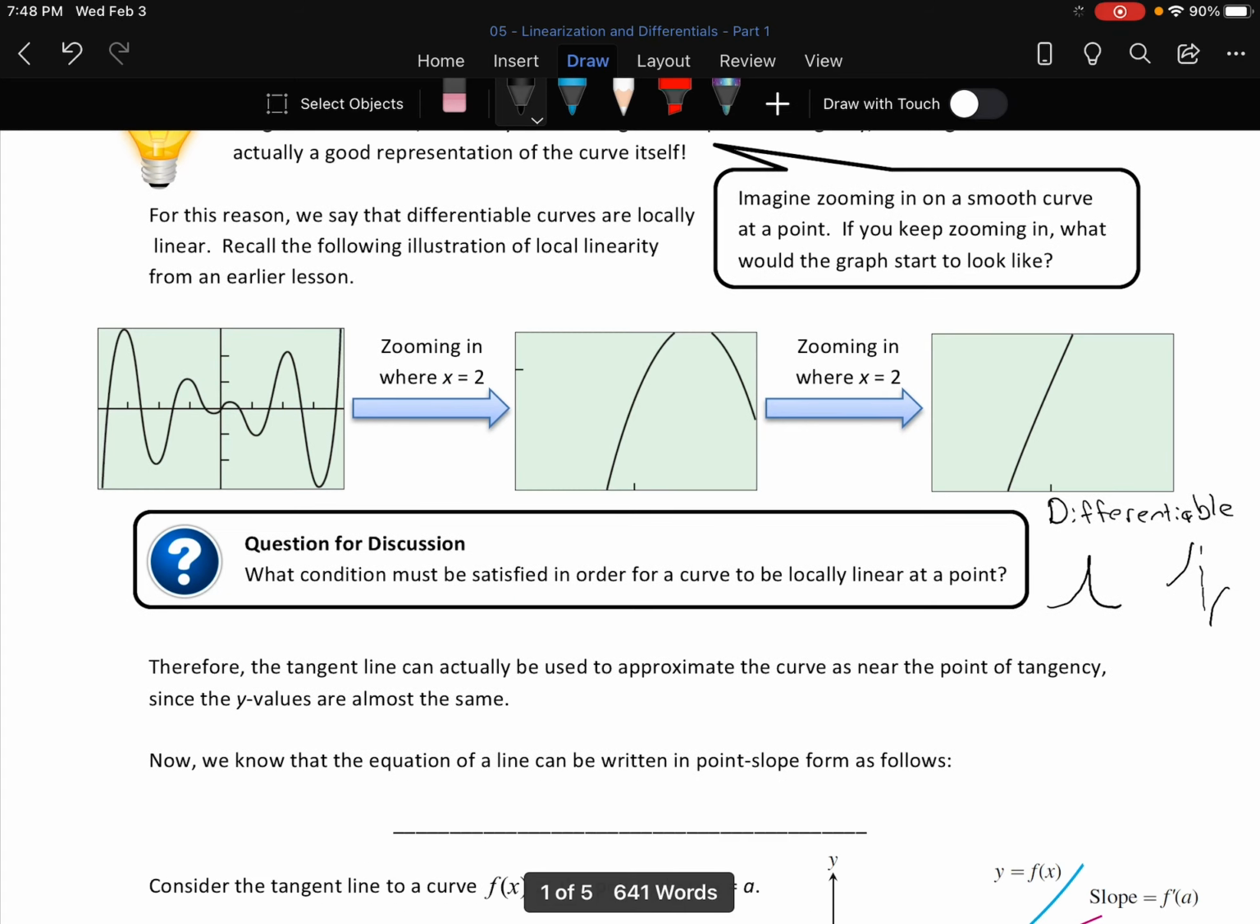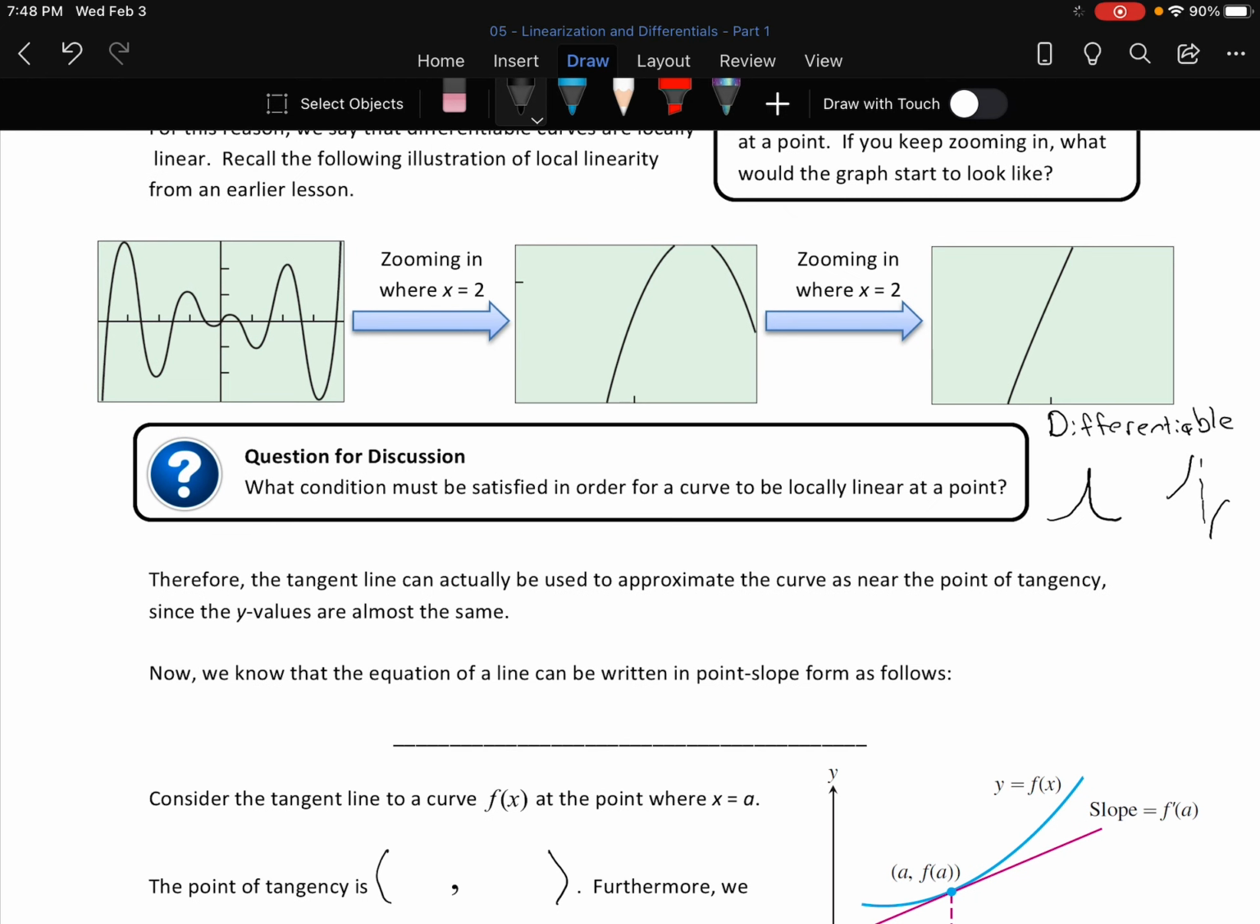So the tangent line can be used as an approximation of the curve near the point of tangency, since the y values are almost the same. How close? Well, it actually depends on the situation. It'll depend on the situation how close you've got to get and how long this is a good estimate. And by the end of the lesson, I think I'll be able to show you how you'll sort of know when you've got a good estimate or not.